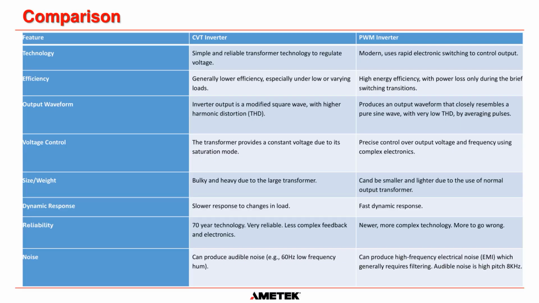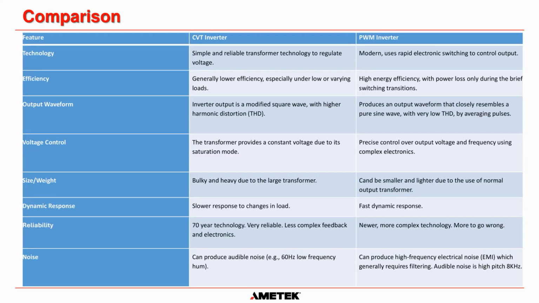And then our final slide is the comparison between the two. Unfortunately, on my page, it's very difficult to see, so I'm going to switch my whiteboard off, if you give me a moment. The first column is for the CVT system, and the second column is for the PWM system.